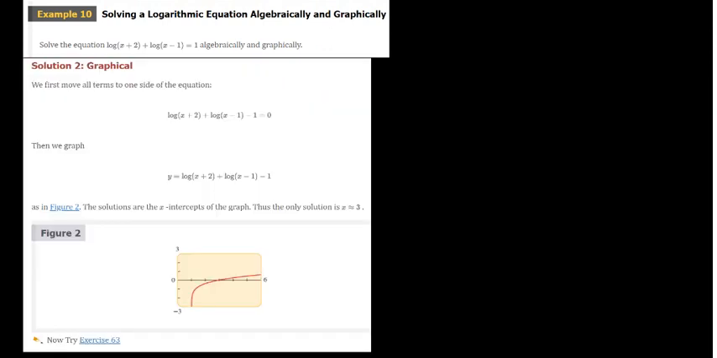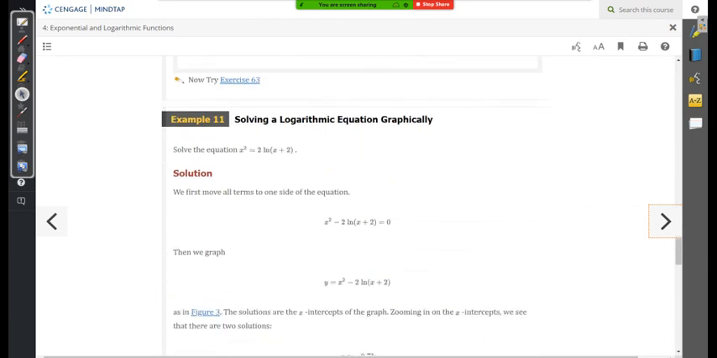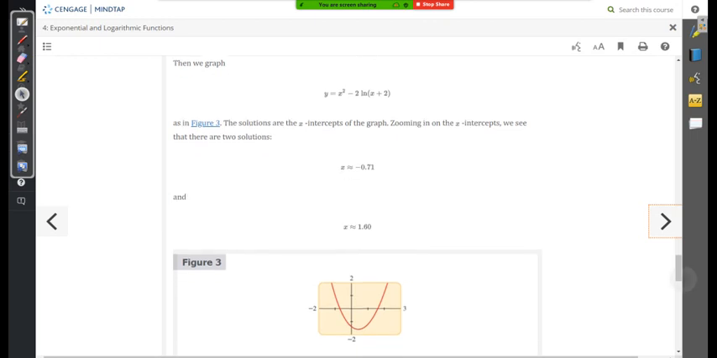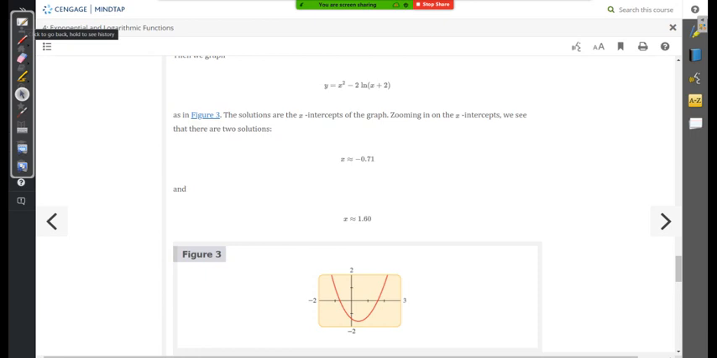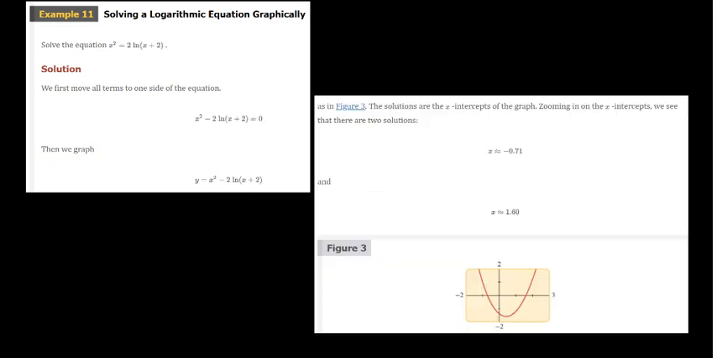There we go. Now we can proceed to the last one. This is also graphically. This makes the end of the lecture easy. Then we graph. Yeah, that's it, guys. You just put it into your calculator.